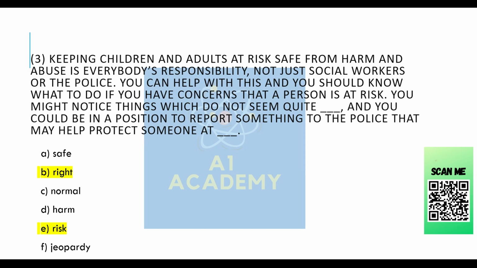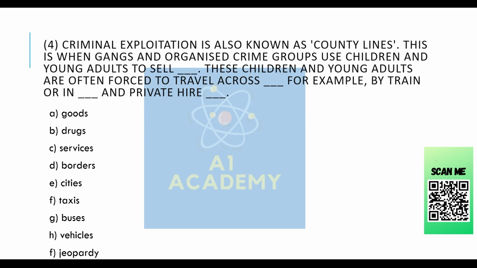So you may notice things which do not seem quite right, and you may help protect someone at risk. Question 4. Criminal exploitation is also known as county lines. This is when gangs and organized crime groups use children and young adults to sell blank. These children and young adults are often forced to travel across blank, for example by train or in blank and private hire blank. So pause the video now and pick an answer.